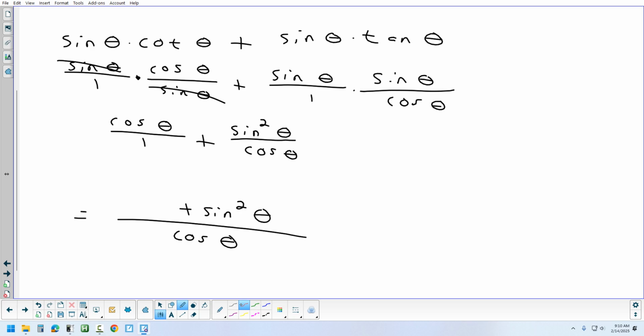This one on the left does not. What would we have to multiply the fraction on the left by to make the denominator there? Cosine. Yep. Multiply by cosine. You have to multiply the top and the bottom by cosine. Now, cosine times 1 is cosine. What's cosine times cosine? Yeah. Cosine squared.